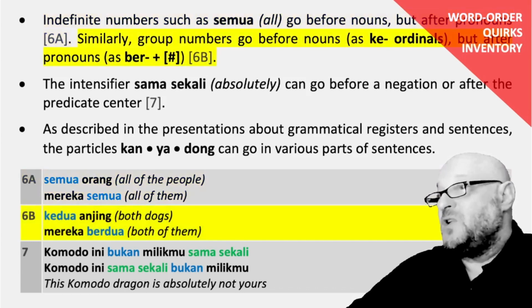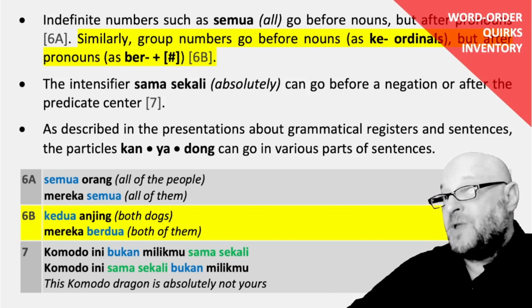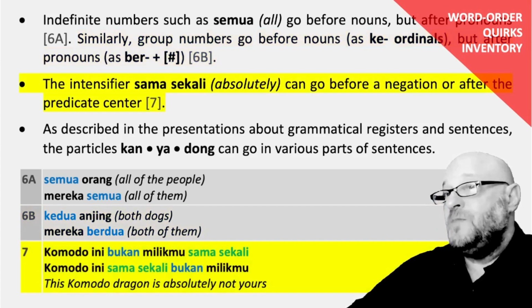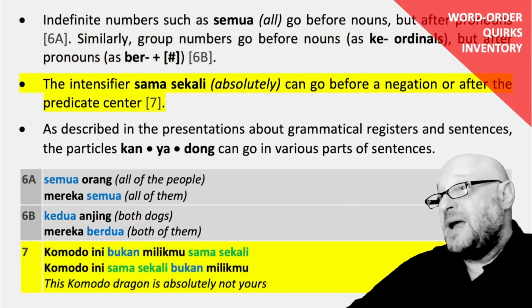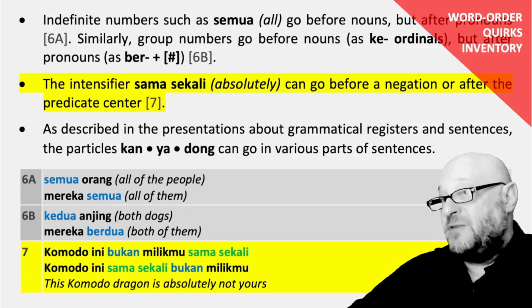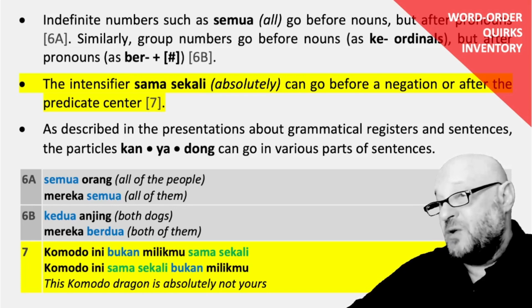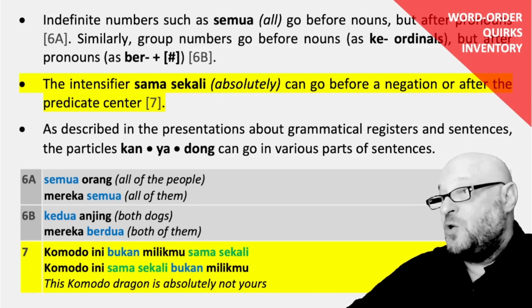Similarly, group numbers go before nouns as coordinals, but after pronouns as ber- plus a number. Example 6b, kedua anjing, both dogs, or mereka berdua, both of them. The intensifier sama sekali, absolutely, can go before a negation or after the predicate center. Example 7, Komodo ini bukan milikmu sama sekali. The Komodo dragon is absolutely not yours can also be expressed as Komodo ini sama sekali bukan milikmu.